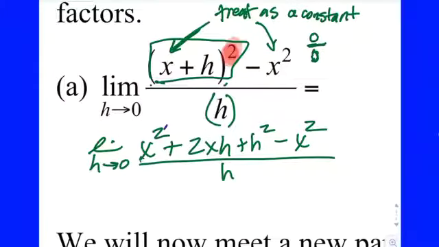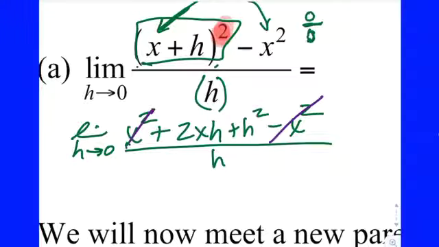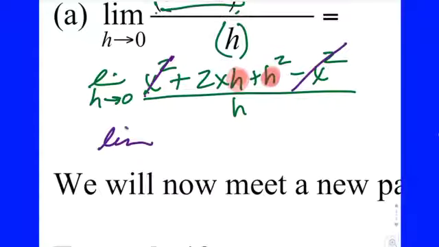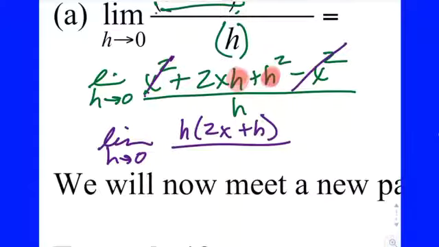Your x squareds cancel, right, things cancel to give you 0. And notice we have 2 things left in the top that are not like terms, but what do they have in them? They each have at least one h in them, and that's our bad guy. So now we will factor it out. We'll still write the limit. And if we factor it out, we get h times 2x plus h, and it's all divided by h.